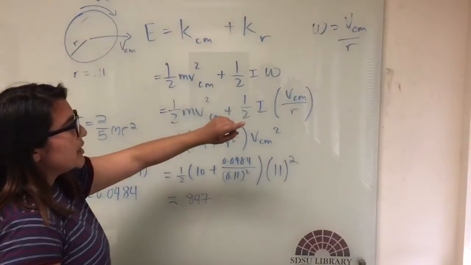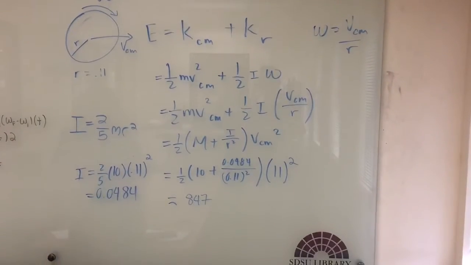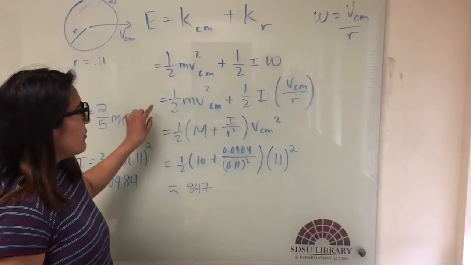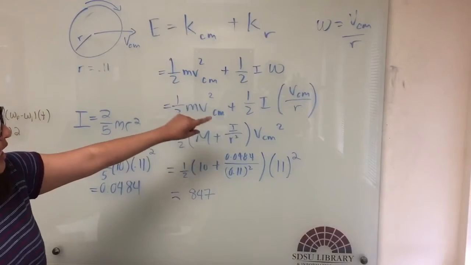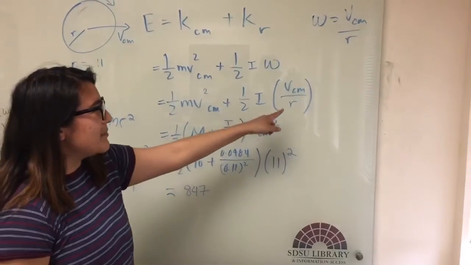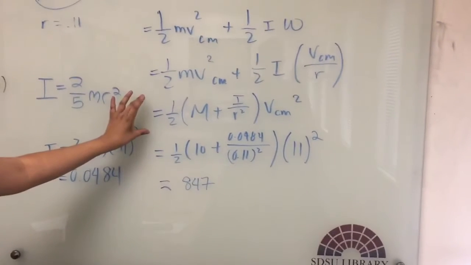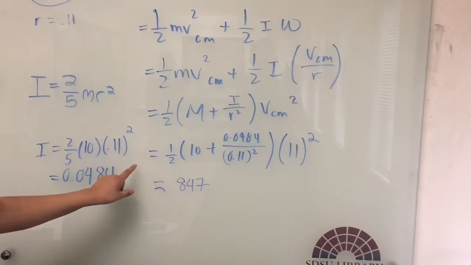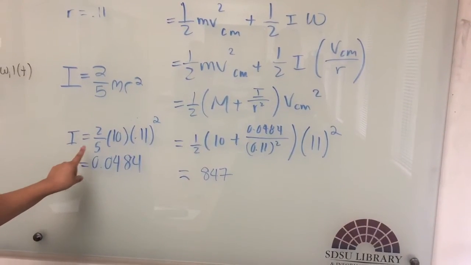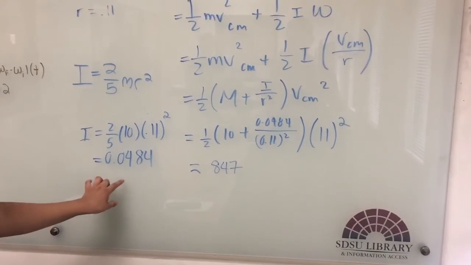The angular velocity is the velocity of the center mass over radius, and we were able to figure that out in the other equation, which is 11 meters per second. So we get 1/2 mv squared plus 1/2 times moment of inertia times angular velocity. So as we do common variables, with the numbers plugged in, moment of inertia is 2/5 times 10 times the radius squared, which we get 0.0484.